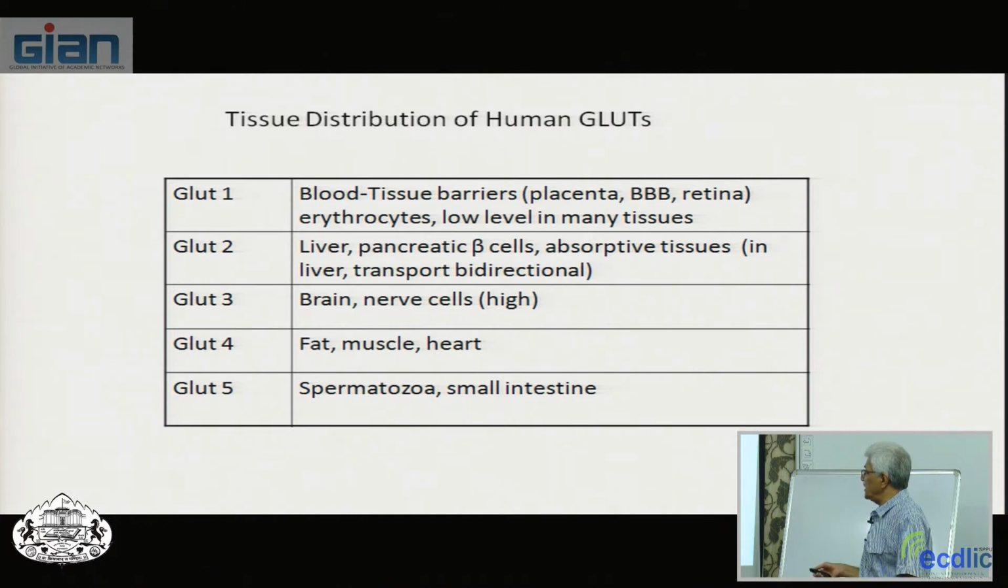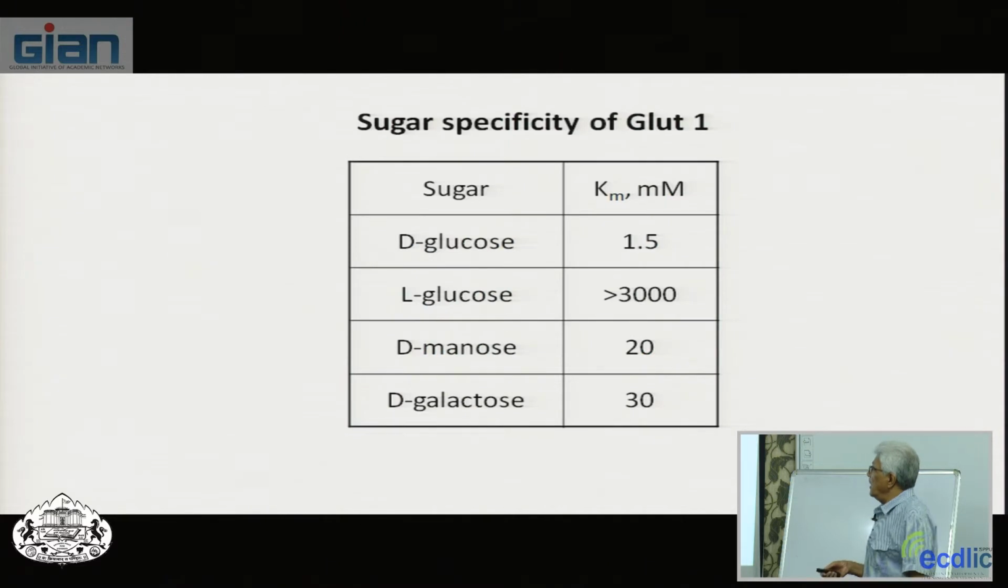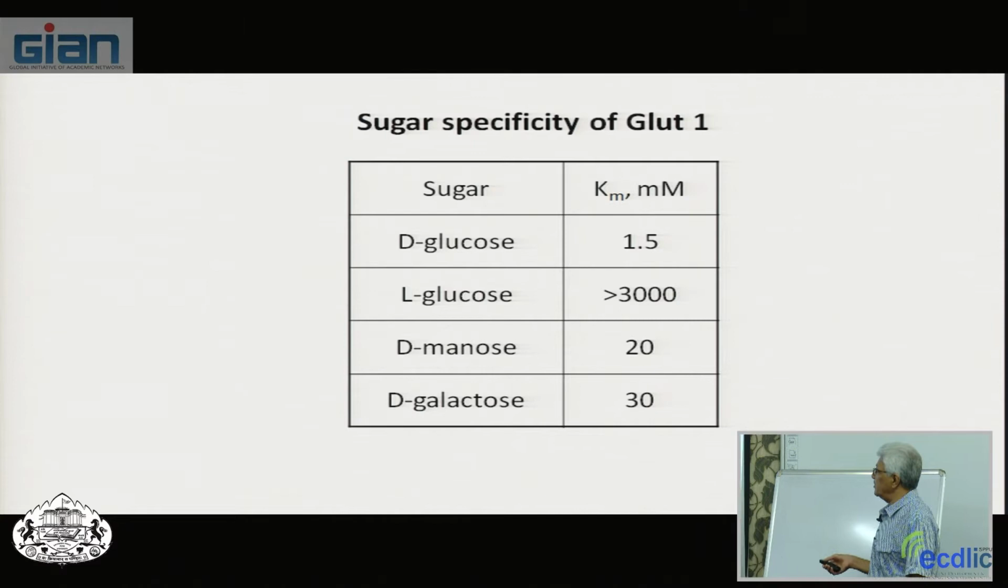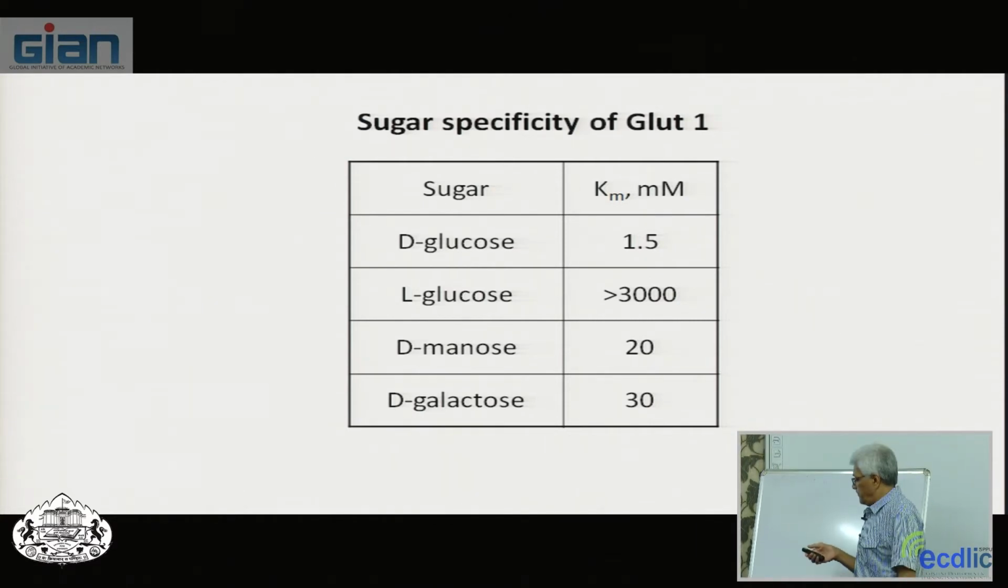Then GLUT3 is in brain, nerve cells. GLUT4 is in fat, muscle, heart. GLUT5 is in spermatozoa and small intestine. And for the specificities, some of them are highly specific to D-glucose compared to the others, and GLUT2 would actually also transport galactose and other sugars.